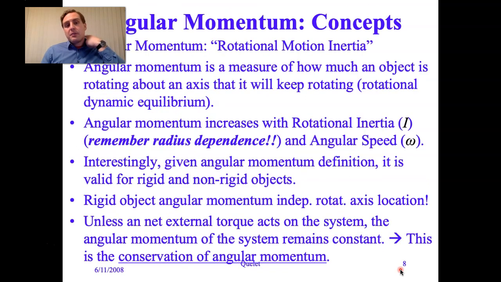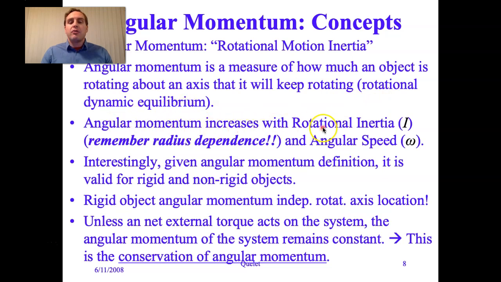Now, what is the concept of angular momentum? Remember that linear momentum is basically the inertia of motion, mass times velocity. Angular momentum is rotational motion inertia. In other words, if an object is already rotating, how easy or difficult is it to keep it rotating? So, angular momentum is a measure of how much an object that's rotating about an axis will keep rotating. So it's the sort of rotational dynamic equilibrium.